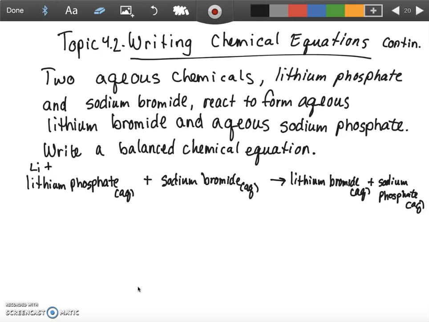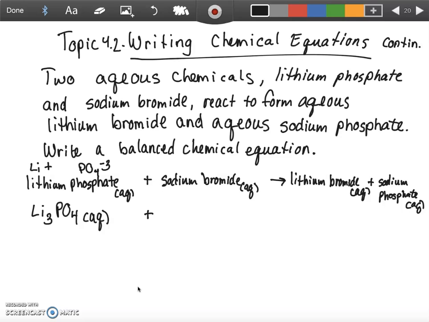And then the phosphate ion, PO3, has a -3 charge. I'm sorry, it should be PO4. Alright, that means this chemical formula is going to be Li3PO4 when you do the switcheroo like that. Aqueous.